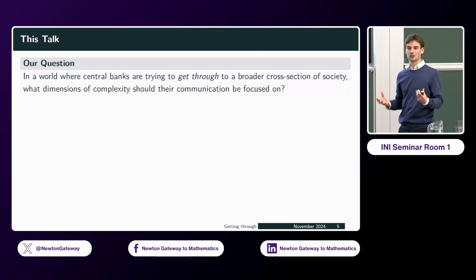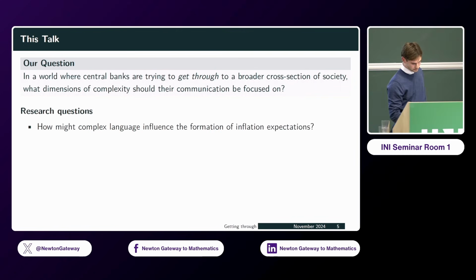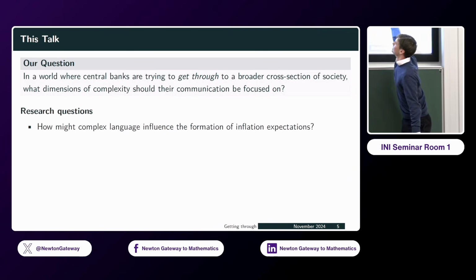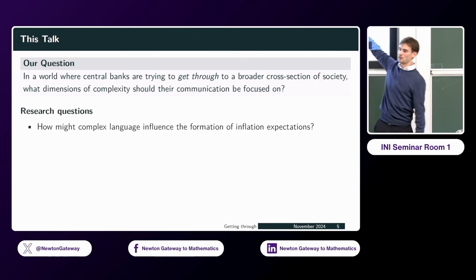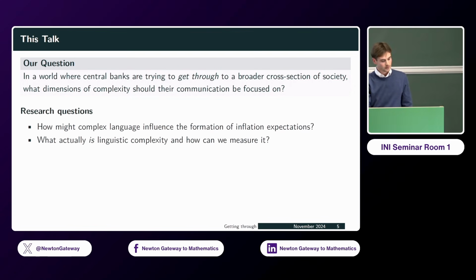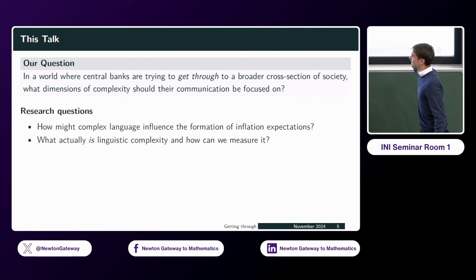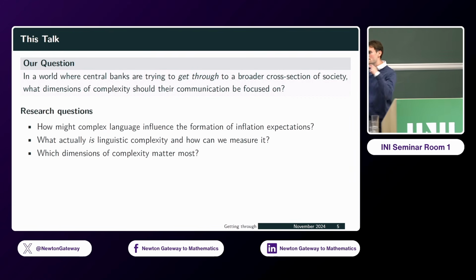And hopefully the implications are not just within the world of central banking, but also more generally for communicating complex messages. So we ask three specific questions. First, how might complex language influence the formation of inflation expectations? You could replace this with anything in any field, but we're going to set the scene within macroeconomics. Second, and this is more relevant for this talk, what actually is linguistic complexity, and how can we measure it? And then which dimensions matter most?